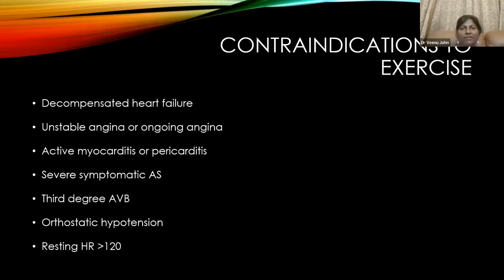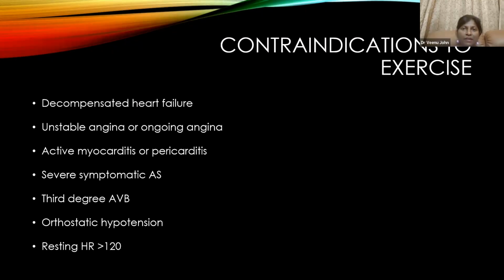In valvular heart disease, a person with symptomatic severe aortic stenosis should not be allowed any activity unless the aortic stenosis is corrected. In other types of valvular heart disease like regurgitant lesions, generally if there is LV dysfunction, then only low intensity activity should be allowed. Third degree AV block, naturally their heart rate will be low, so only low intensity activity. If they have very significant orthostatic hypotension, they will fall as soon as they stand. So naturally activity cannot be allowed for them.